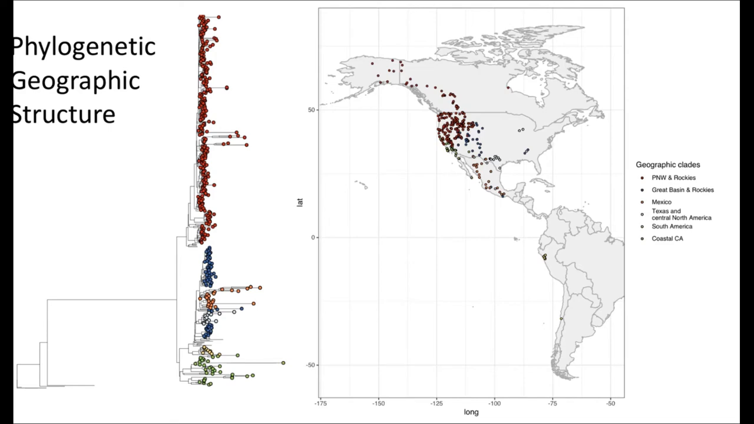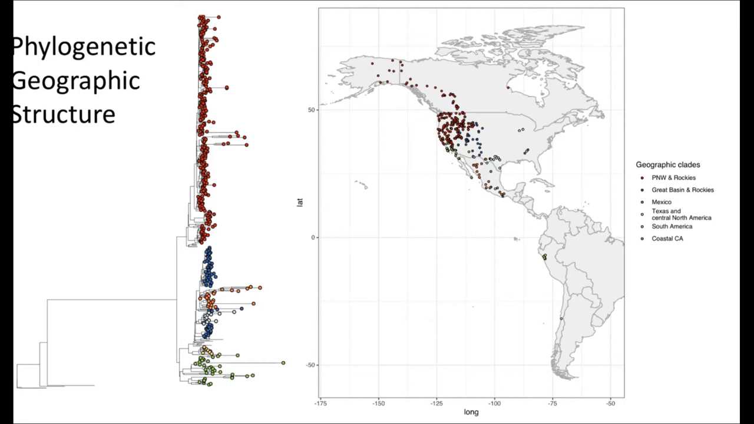So the top clade of our phylogeny, with the red tips, is composed of species that are in Northern California, east into the central Rocky Mountains, and then all the way north, covering the Pacific Northwest up into Canada and Alaska. At the bottom half of the tree, at the very bottom, there's a clade with green tips. This is composed of species that are found in coastal California, Southern California, and into Baja.